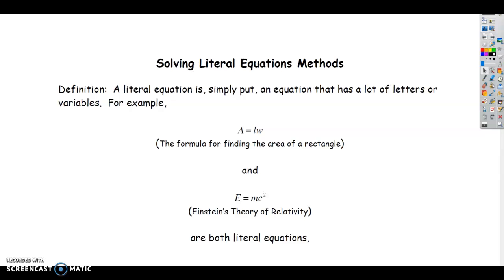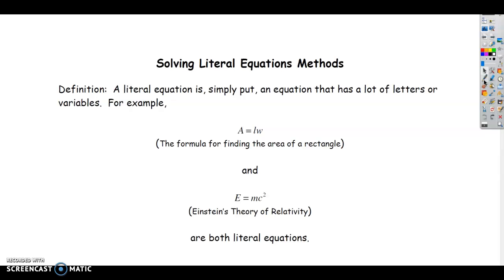Hey guys, so today we're going to be solving literal equations. So what is a literal equation? It's an equation that has a lot of letters or variables. So I don't want that to scare you. I just want you to be aware that you are going to see a lot of letters and variables, and we're going to be solving for a specific variable.